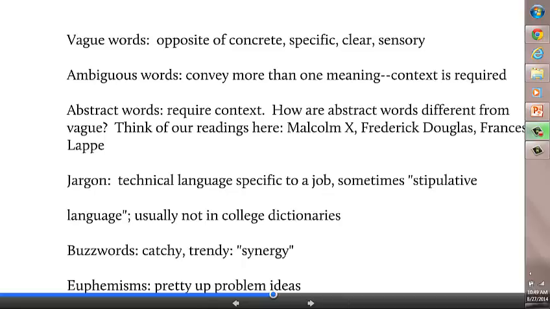These next two. Jargon is technical language specific to a job. Sometimes it can be very stipulative, that the company agrees to it, but I don't know it. It can be helpful. Sometimes it can prevent meaning from being understood. It's usually not in college dictionaries. It's jargony if it relates only to your business and no place else, and another kind of reader wouldn't understand unless you explained it. Buzzwords are trendy, faddish words.